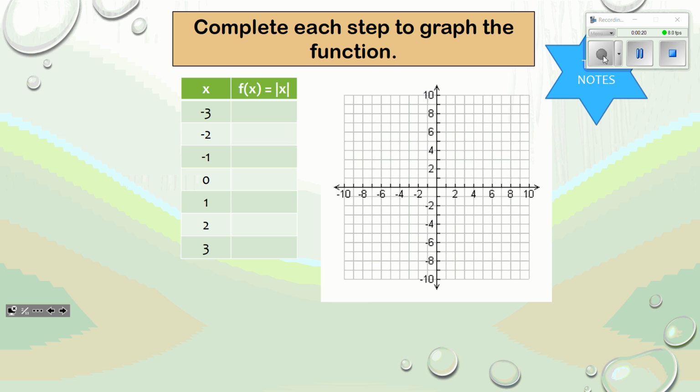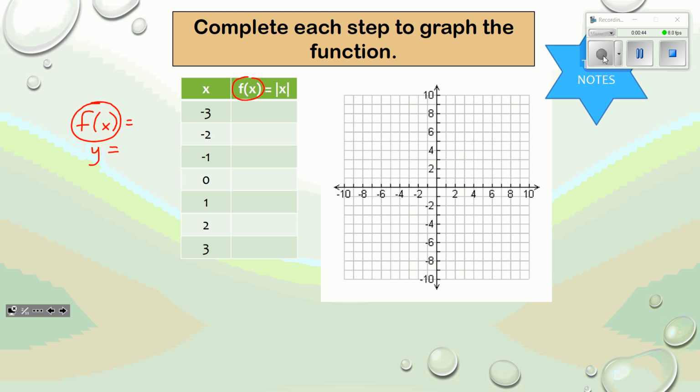Just for a little background, we see the f of x right here. Remember, f of x can be used in place of y. It means that this is a function. It means that when graphed, the x will not repeat and it would pass the vertical line test. So it works just the same way as if it said y equals. It just means that yes, this is indeed a function.